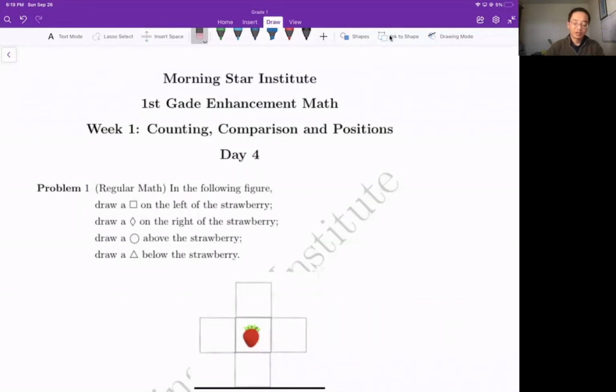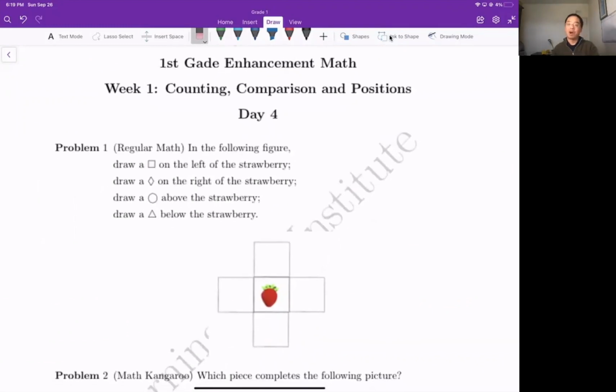Day 4, question number 1. This is a simple puzzle question. In the middle, we have a strawberry, and it says draw a square on the left of the strawberry. So this is the left. And then draw a diamond on the right. This is the right. And then draw a circle above the strawberry. So I draw a circle here. Finally, draw a triangle below the strawberry. And this finishes the puzzle.